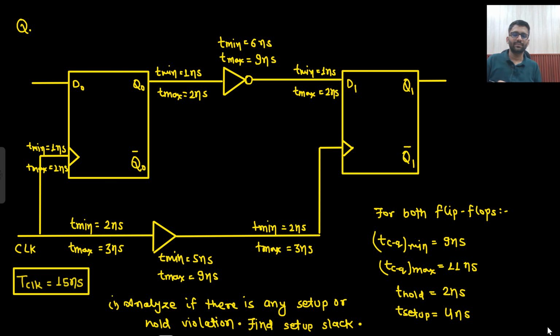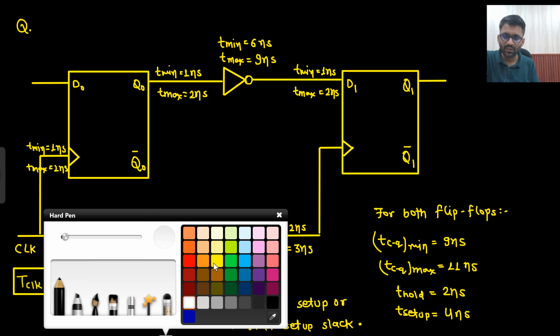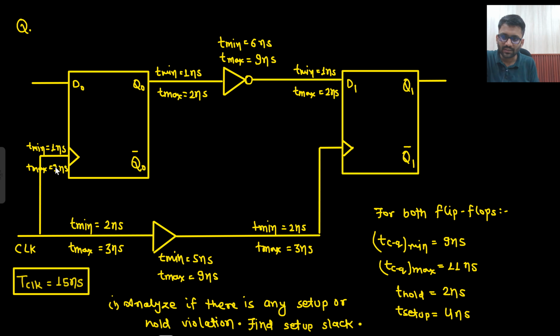Let's see the next question. It looks like a very simple question, but a lot of data is given. Here T minimum and T maximum are written. This is 2 nanosecond. There is a very rare chance that they ask this kind of question, but what if they ask? So what do we mean by this minimum and maximum?